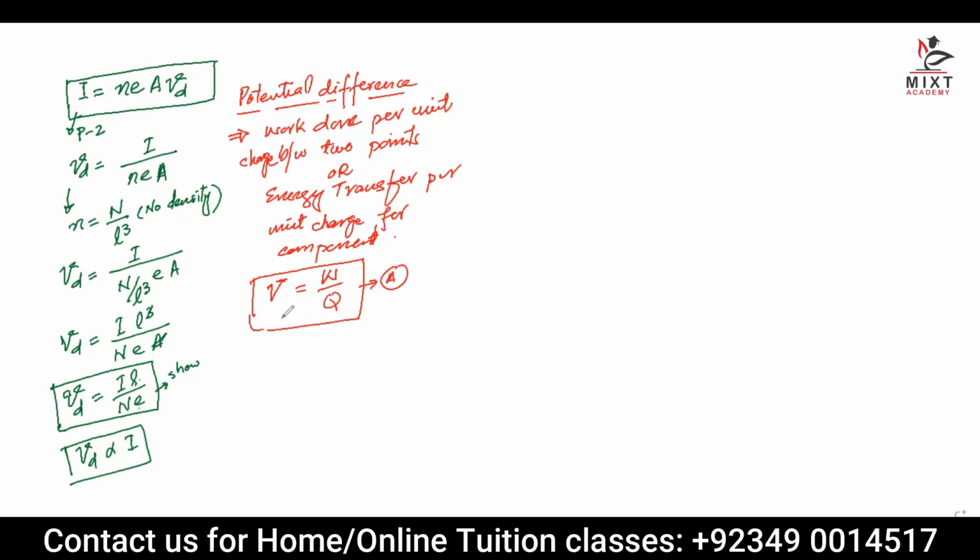So what is V? V is voltage, W is work, and Q is charge. You can also write V is equal to E by Q. What is E? Mostly in CIE, when they write E, they mean the EMF. I am going to explain EMF, but first we will discuss the unit. What is the unit? The unit is volt.